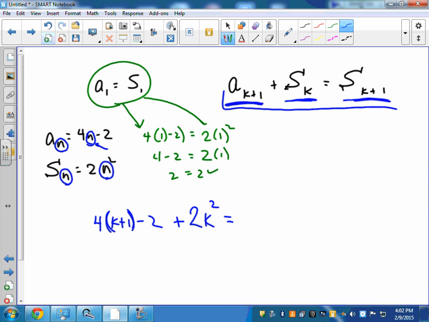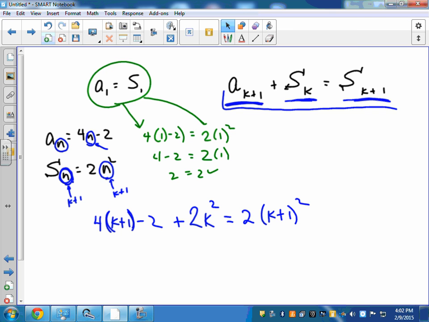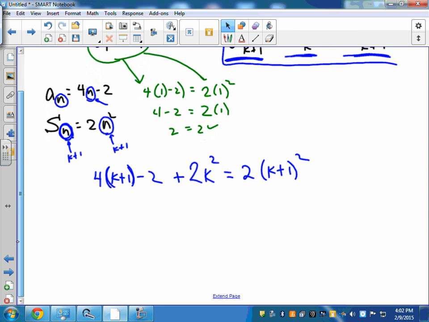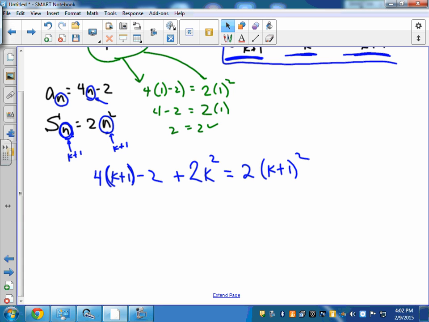So again, go back to your nth partial sum, and in place of n, now you're going to be putting k plus 1 there, and there, k plus 1. So I have 2 times k plus 1 quantity squared. Now, if the statement is true originally, this will be true. I just have to verify that these two sides of the equal sign are the same.